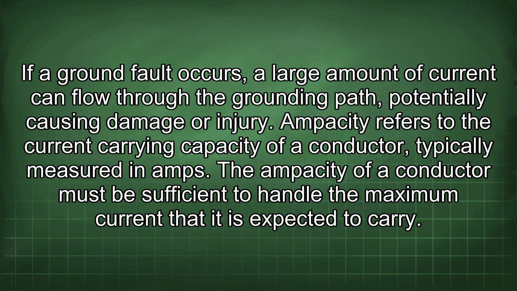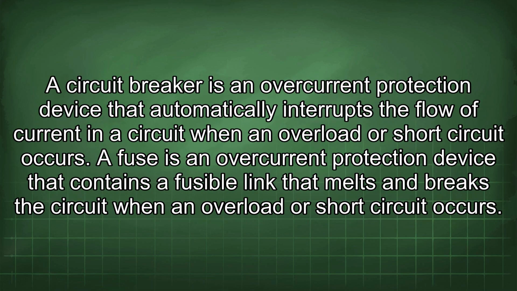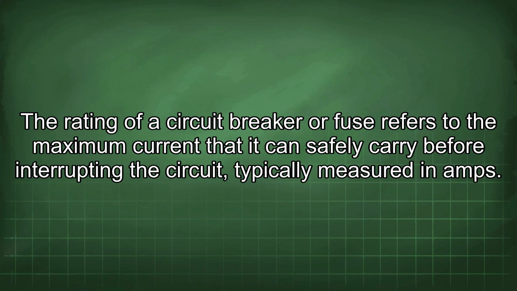The ampacity of a conductor must be sufficient to handle the maximum current that it is expected to carry. A circuit breaker is an overcurrent protection device that automatically interrupts the flow of current in a circuit when an overload or short circuit occurs. A fuse is an overcurrent protection device that contains a fusible link that melts and breaks the circuit when an overload or short circuit occurs. The rating of a circuit breaker or fuse refers to the maximum current that it can safely carry before interrupting the circuit, typically measured in amps.